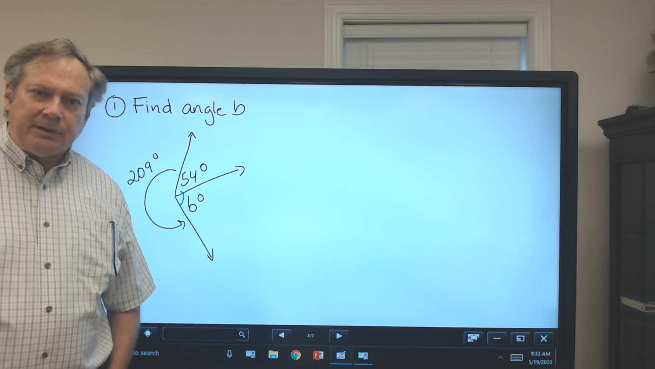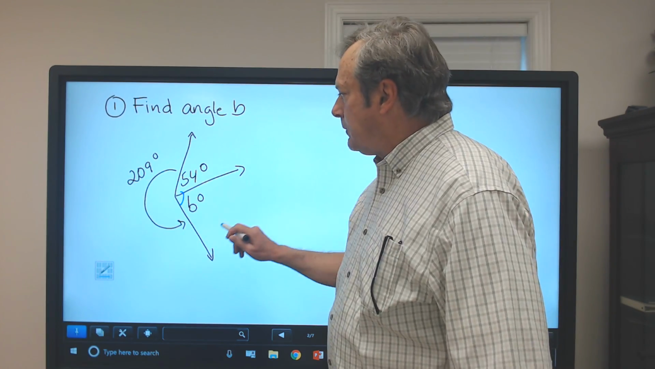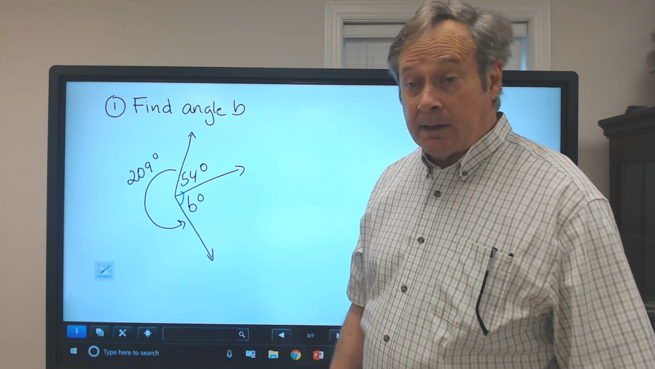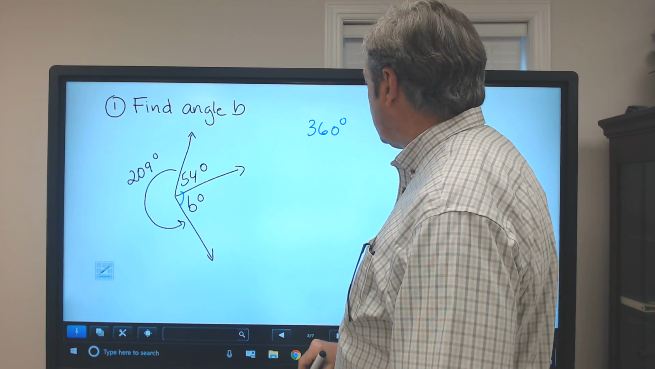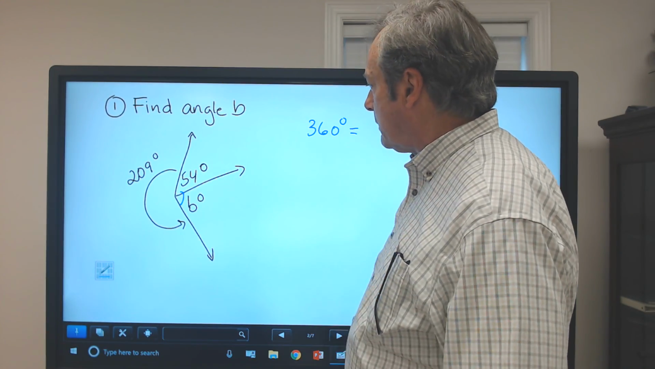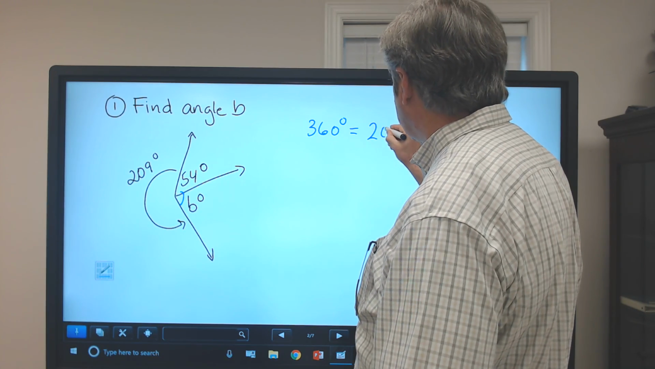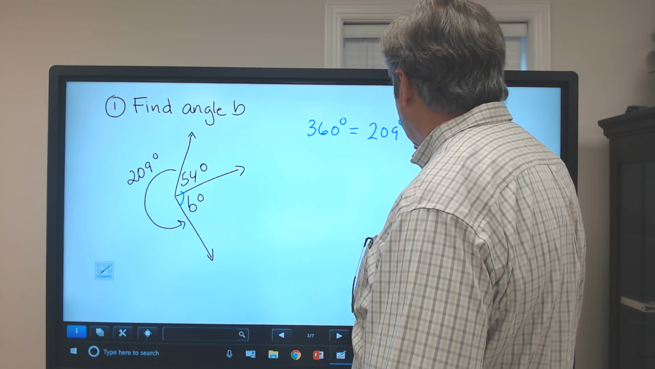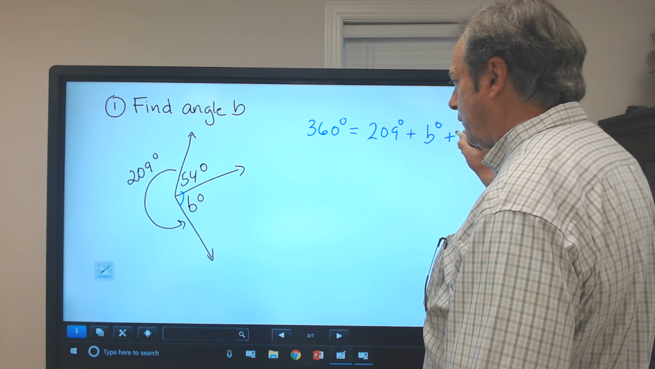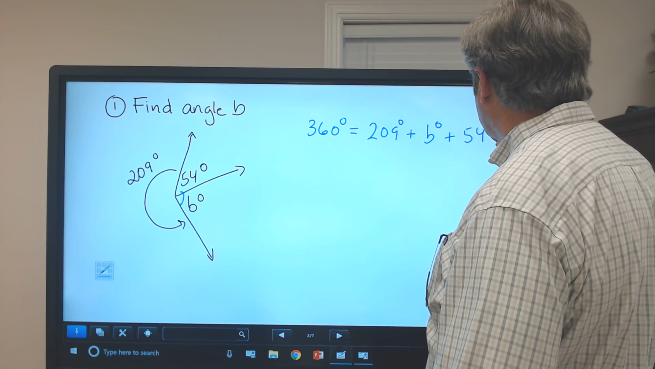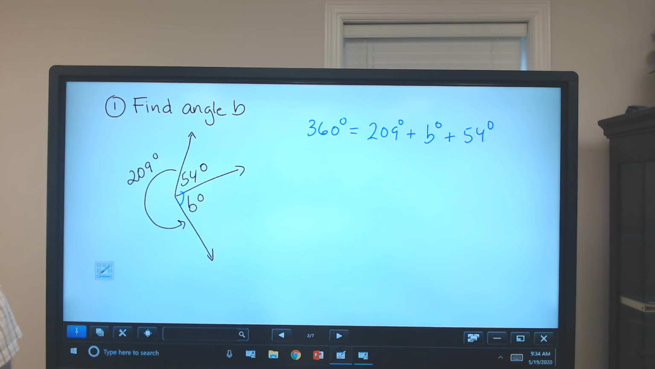Well, you probably know from other math that all the way around a circle is 360 degrees. So you've got 360 degrees all the way around. All right, well, this 360 is made up of 209 degrees plus B degrees plus 54 degrees. And so I'm assuming that already you can figure out how to do this.